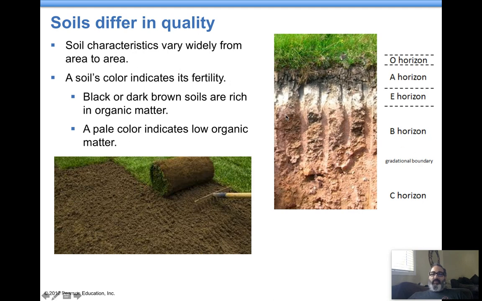Notice how it gets lighter and lighter and lighter. It means there's less organic matter present. Darker colors are usually rich in organic matter. Pale colors like beach sand, not full of organic matter. Beach sand, not very nutritious at all. I dare you to try to grow something in beach sand. It's not going to grow very well.